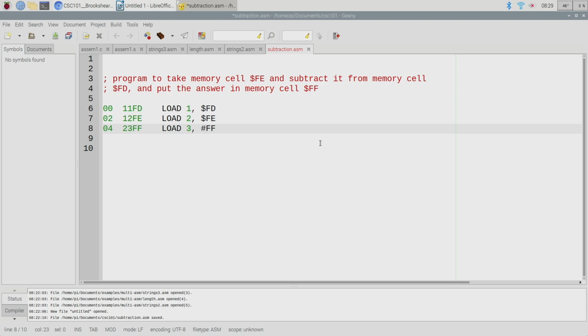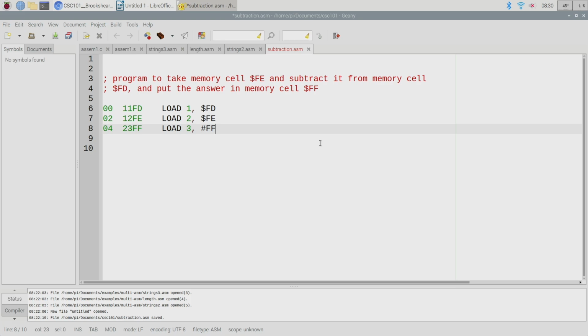Okay, so 2 questions here. What's the difference between opcode 1 and opcode 2? And what's the difference between a $ sign and a hash mark? Yes. Yeah, the hash mark means that specific number, okay, FF, whereas the $ sign means whatever's in that memory cell, okay? We're good there? And then what's the difference between opcode 1 and opcode 2?